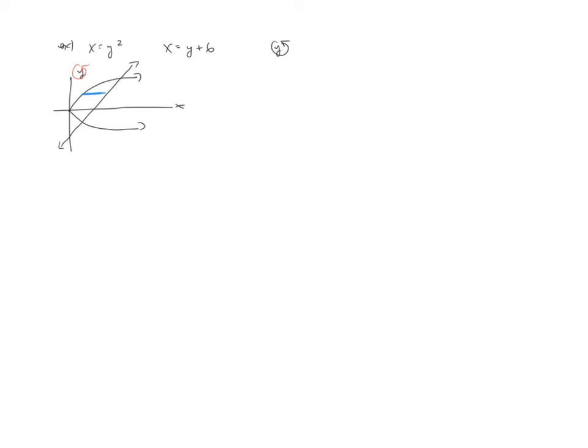So the volume now is going to be the integral of pi times right squared minus left squared. Just like earlier we had top squared minus bottom squared, our right is going to be the y plus 6, squared, minus the left squared, y squared squared, dy. So this is our right squared minus our left squared. All right, so we've got our right being the line and our left being the parabola.